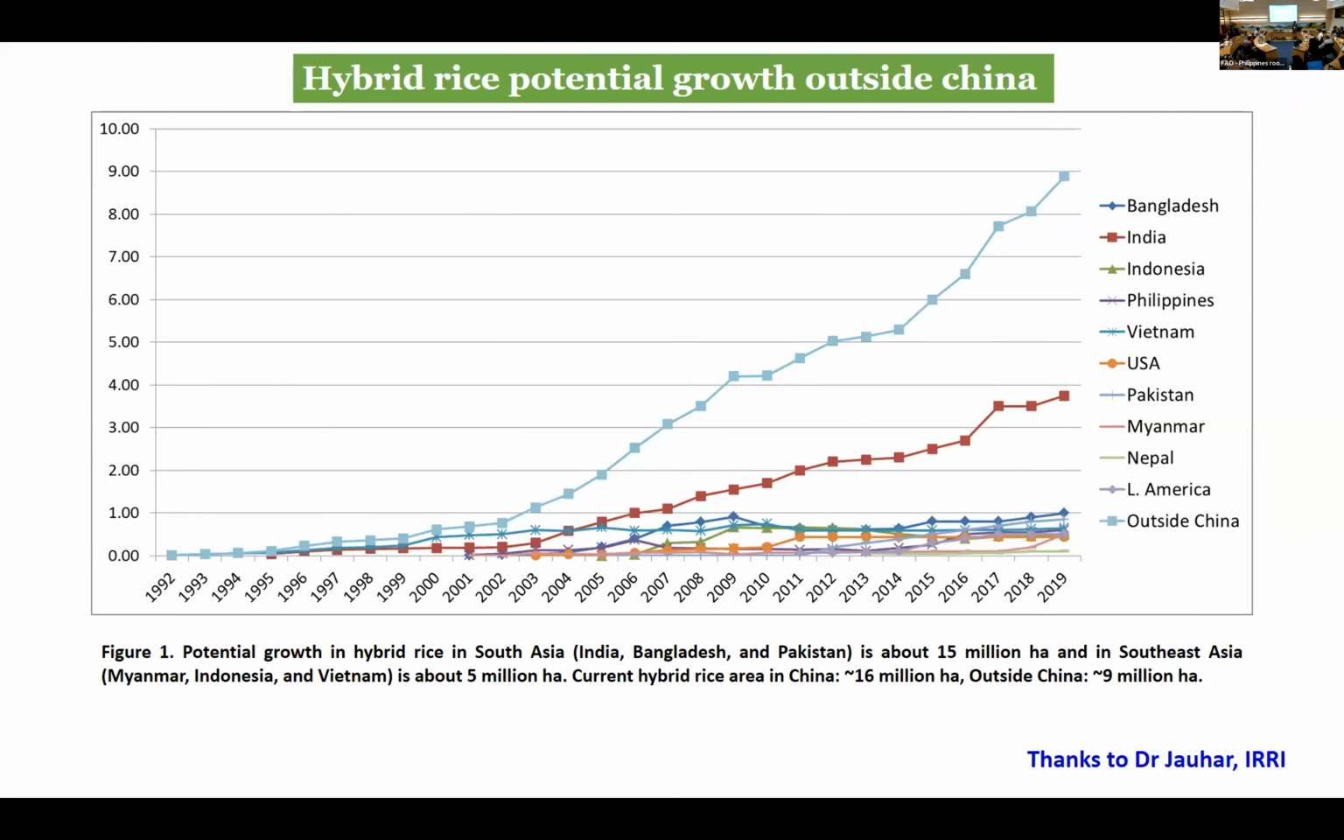Apart from India, China is the one that cultivates almost 50% hybrid rice. Outside China, we have a lot of scope to increase the hybrid rice cultivation area. If we can map the area suitable for hybrid rice, we have a lot of scope outside China also.